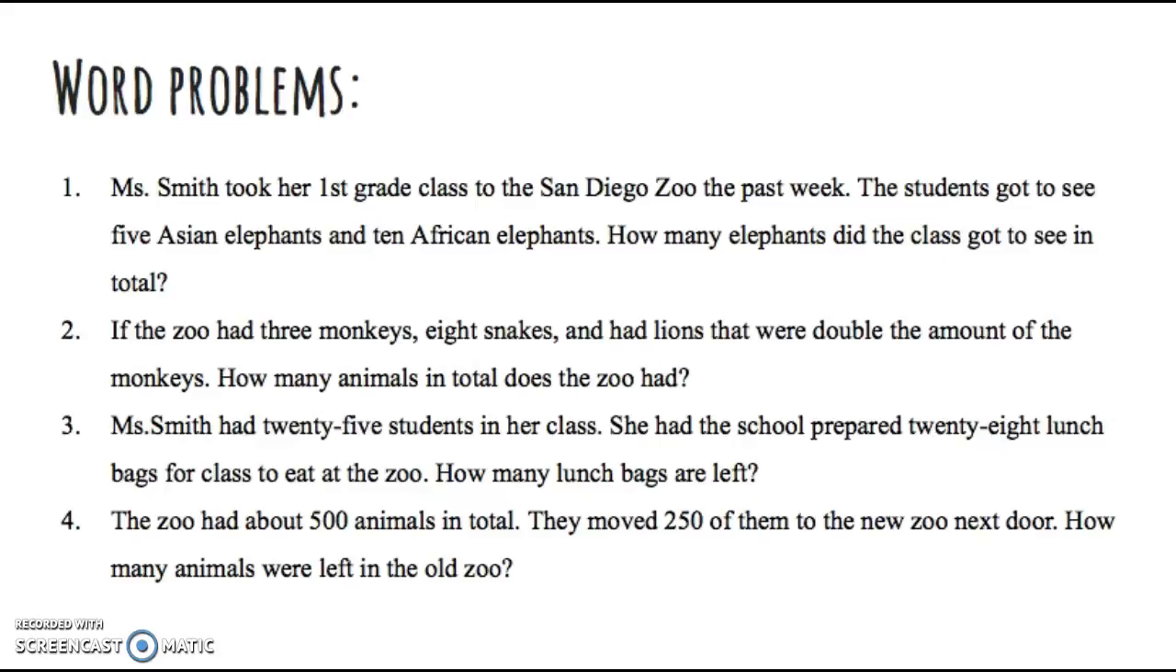The fourth one is, the zoo had about 500 animals in total. They moved 250 animals to the new zoo next door. How many animals were left in the old zoo?